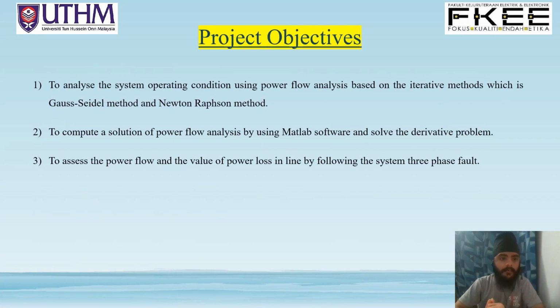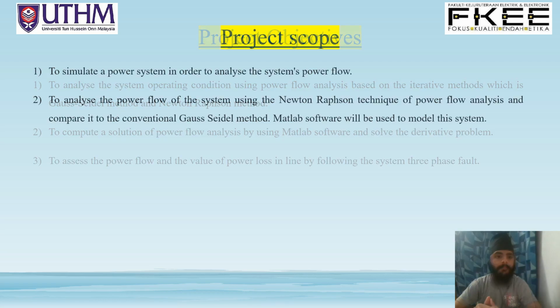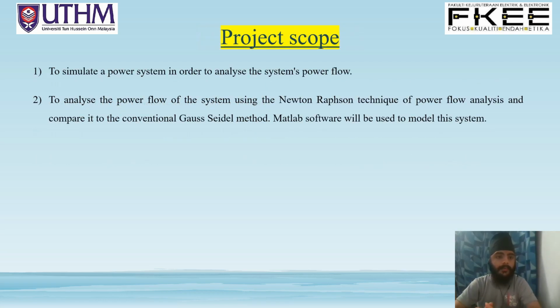There are 3. First, to analyze the system operating condition using power flow analysis based on the iterative methods, which are the Gauss-Seidel method and the Newton-Raphson method. Second, to complete a solution of power flow analysis by using the MATLAB software and solve the derivative problem. Third, to assess the power flow and the value of power loss in line following the system 3-phase fault.